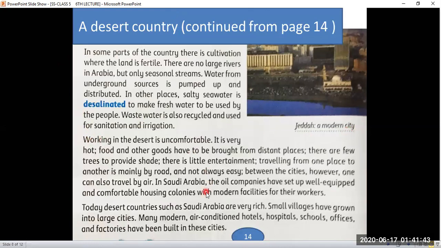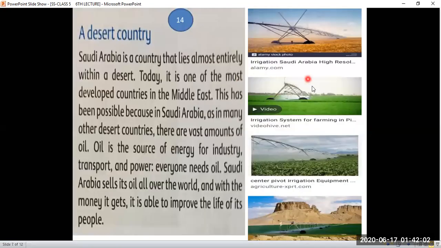So now we are learning page number 14, A Desert Country, continued from page number 14. In some parts of the country, there is cultivation where the land is fertile. In the last page, we have learned, look at here, the different parts of the country Saudi Arabia, where there is cultivation and production of different vegetation.